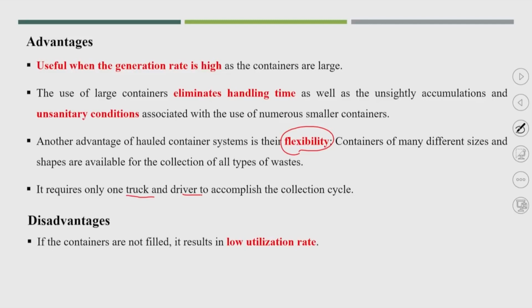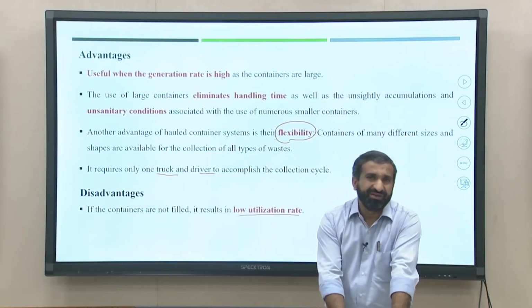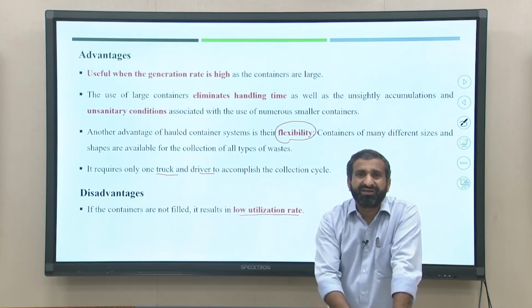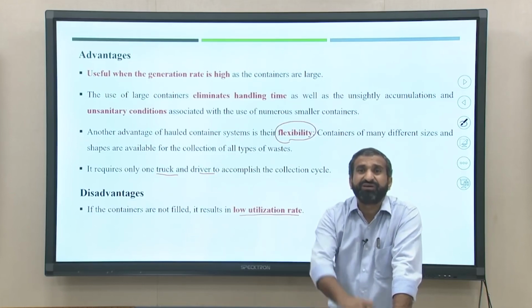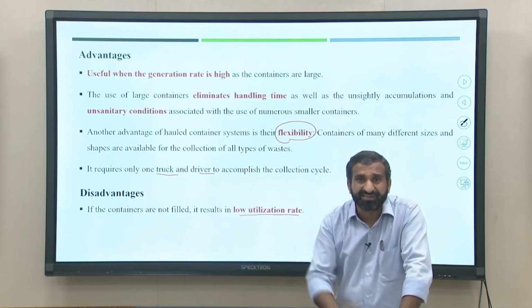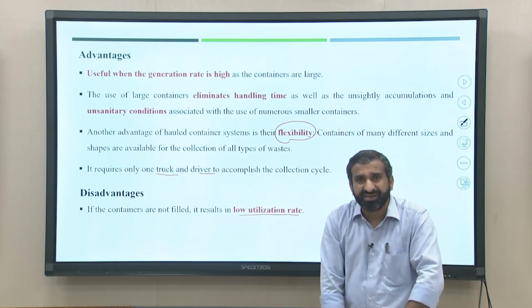And there is only one disadvantage, low utilization rate, and this is the major issue with the haul container system, because of how the corporation finalizes these locations based on their experience from the last 5 or 10 years. Wherever they know the waste generation is more, or the population is very large, or commercial areas are available, they try to find some locations nearby.